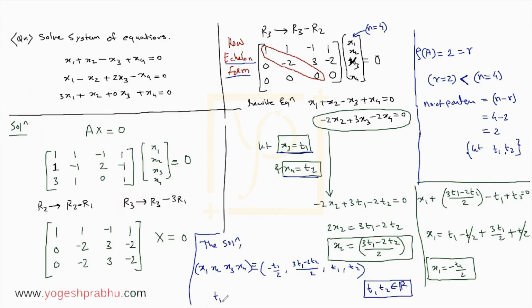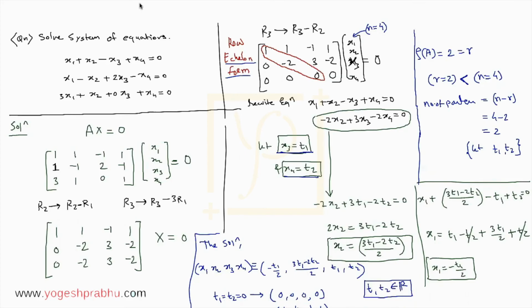For example, if t1 and t2 are both 0, then the answer is going to be 0, 0, 0, 0. Now, what if you put t1 and t2 both as 1? Then the answer will be minus half, then 3 minus 2, 1 by 2, that is half, 1 and 1. So depending on the values of t1, t2, you will get different answers. And how many such solutions will you get? You will get infinite such solutions. That simply means that we will have infinite solutions, and this solution is also called a non-trivial solution because we have a non-zero solution.